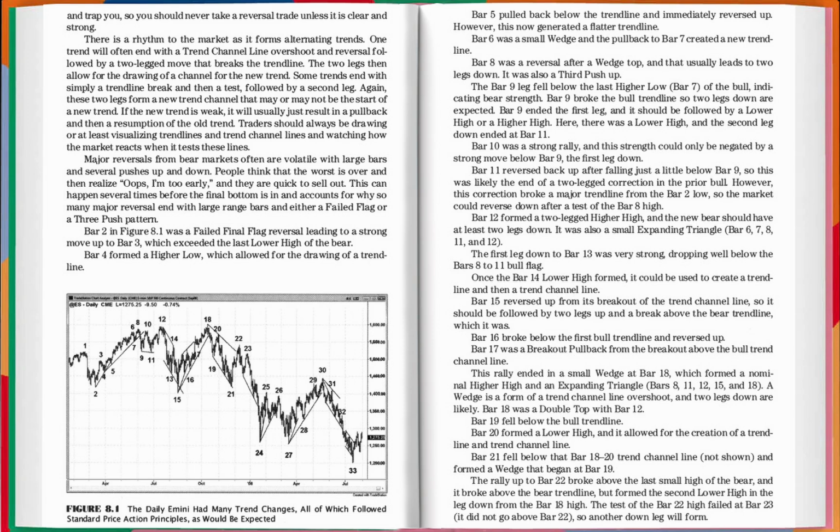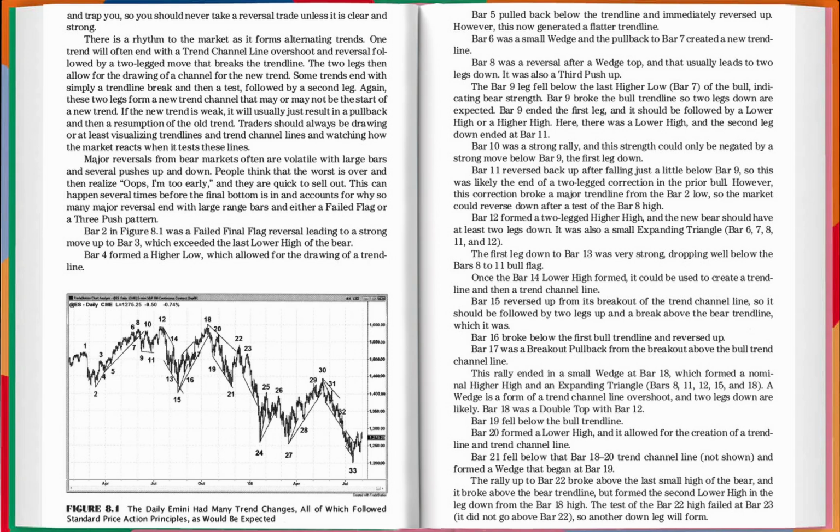Some trends end with simply a trend line break and then a test, followed by a second leg. Again, these two legs form a new trend channel that may or may not be the start of a new trend. If the new trend is weak, it will usually just result in a pullback and then a resumption of the old trend. Traders should always be drawing or at least visualizing trend lines and trend channel lines and watching how the market reacts when it tests these lines.